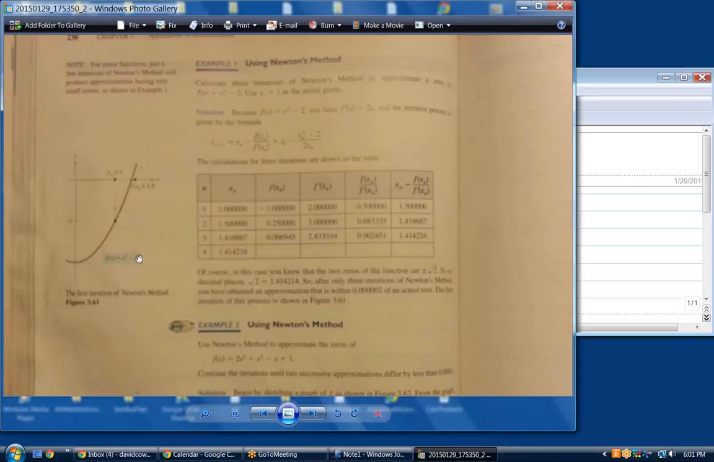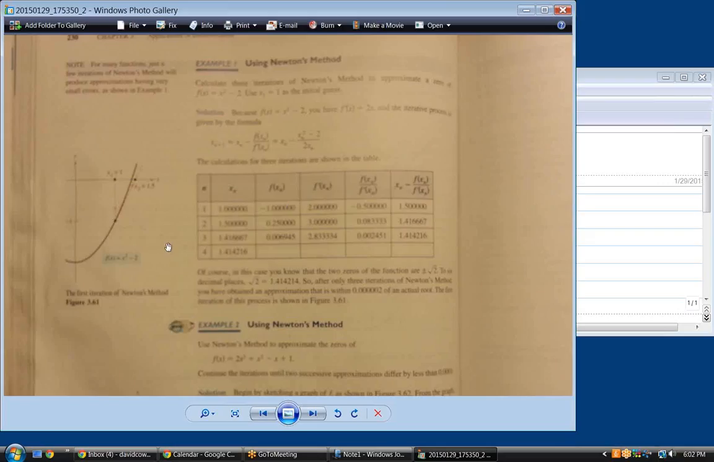I don't have a real good photograph here, but this function here is x squared minus 2. And we know that the zero is square root of 2. But let's say we made a first guess of 1. Well, the assumption of Newton's method is that the derivative, the slope at that point, is going to point towards the actual zero. And in this particular case, you can see that it does.